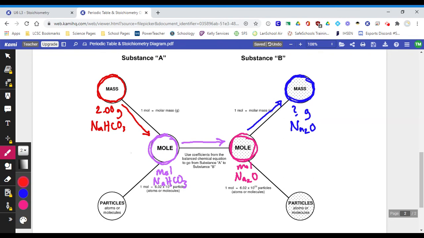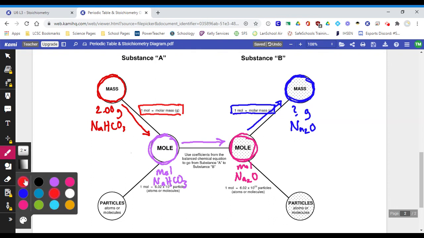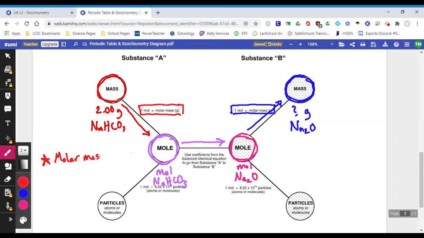Okay, so if I'm going between grams and moles, don't forget that we're going to be one with moles. Okay, and 1 mole of something is equal to the molar mass of that stuff in grams. Same thing if we're going from moles to grams over here. We're going to be 1 with moles and use that molar mass from the periodic table. Okay, let's make a note of that over here. Molar mass on periodic table.